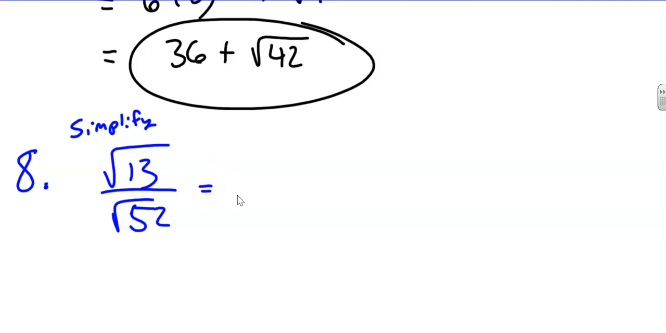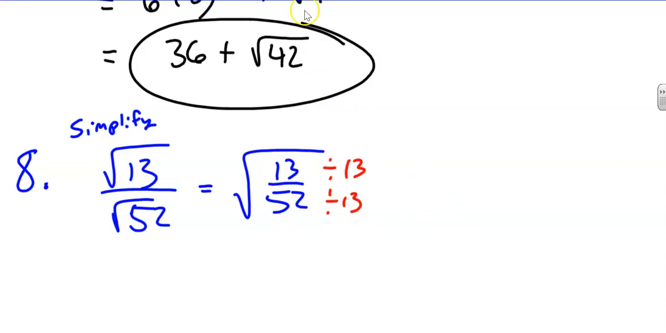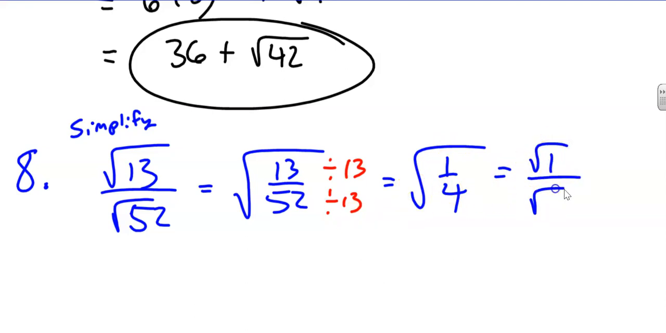Okay, and it's almost one of those where if they give it to you separate, you almost put it back together. For this one, if you make it 13 over 52, well, if you check it real quick, you can divide them both by 13. So that makes it the square root of 1 over 4. And once you get it here, hopefully you're going, well, those are both perfect square numbers, so if you were then to take it and break it back up, you can make it the square root of 1 over the square root of 4. That just makes it 1 over 2.